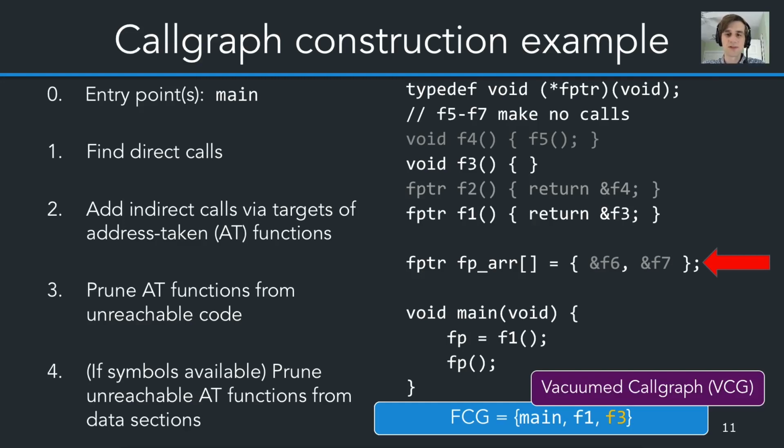The vacuum call graph is a tighter but still complete over-approximation of the program's function call graph. This is only a high-level view of how we build the VCG. For more details on how functions can be pruned, please refer to our paper.